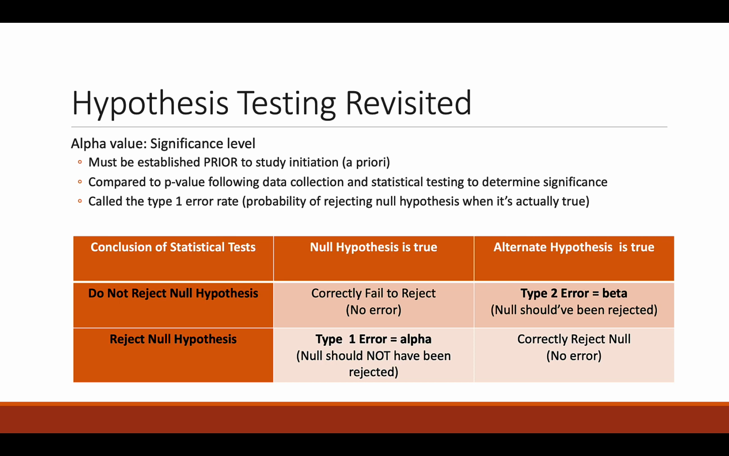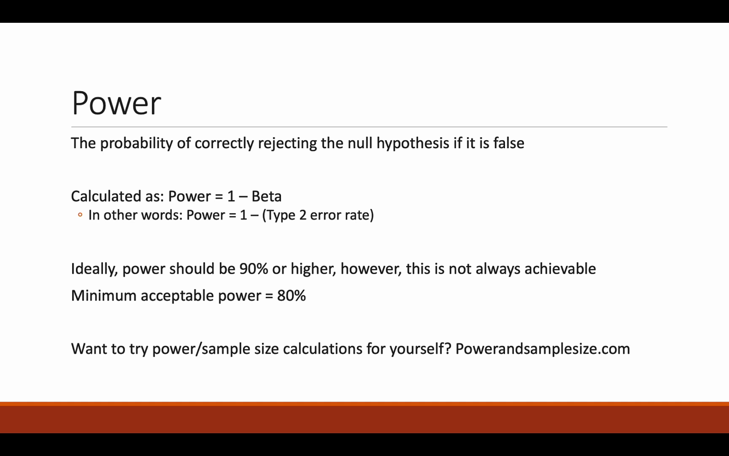Let's look a little bit more at this beta value and about statistical power. So beta value is the type 2 error rate, which we just said is the error that occurs when the null hypothesis should be rejected but was not rejected. Beta is not always written in studies. It's more commonly expressed as power. Power is simply 1 minus the beta value. So if your type 2 error rate is 20%, then your power is 80%. Power can be broadly defined as the probability of correctly rejecting the null hypothesis if it is in fact false. In ideal scenarios, power should be 90% or higher.